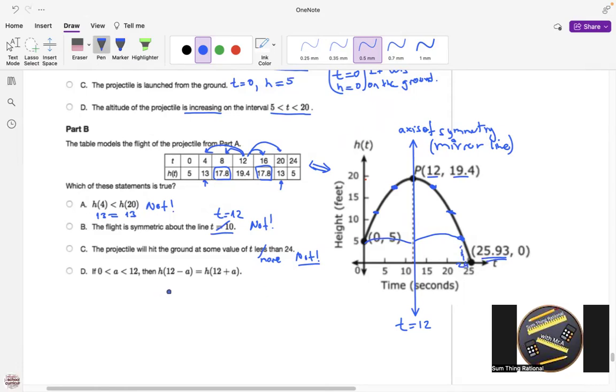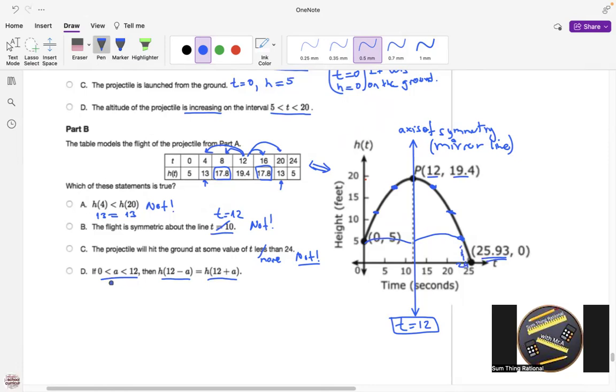Only one option remains. In the options, something is very confusing because it gives a between 0 and 12, and H of 12 minus a, H of 12 plus a. It may confuse you actually, but it means that 12 is a special number chosen here because the axis of symmetry is at 12. This means that the height of the projectile is equal for values of T equidistant from 12.